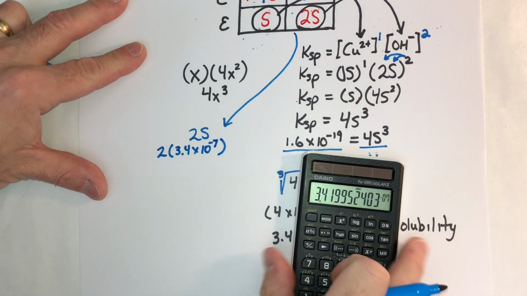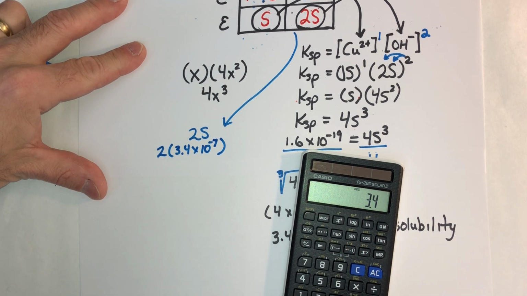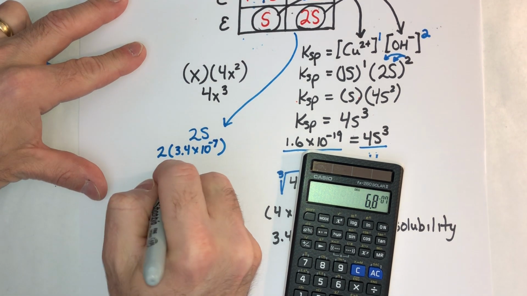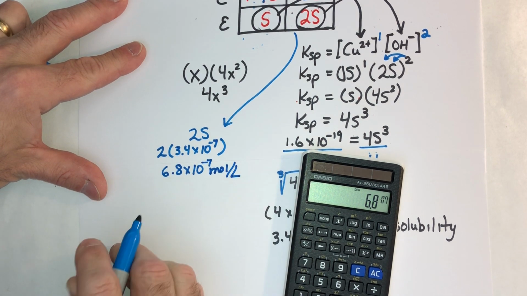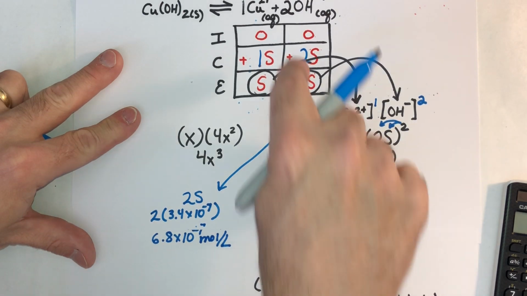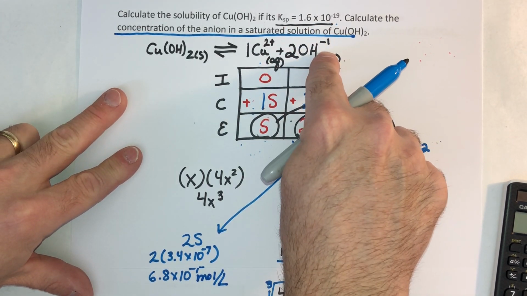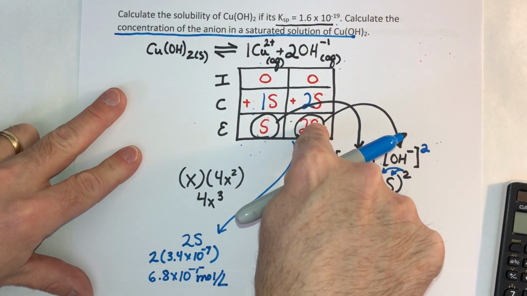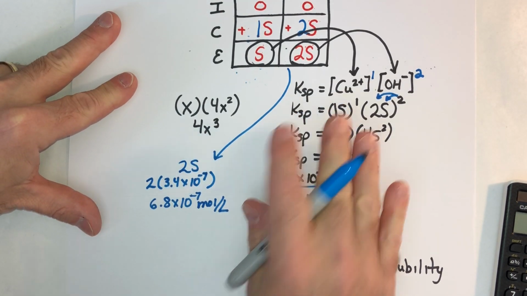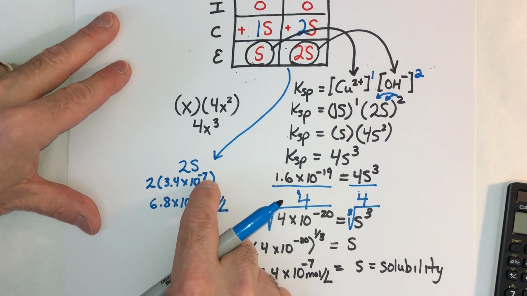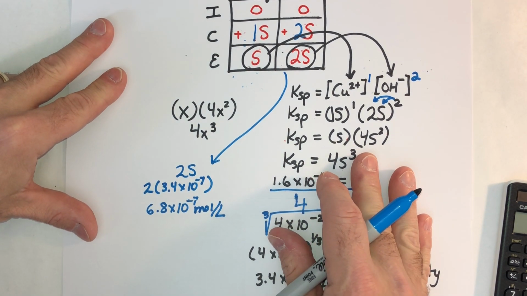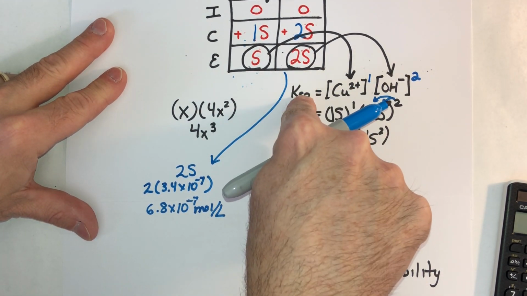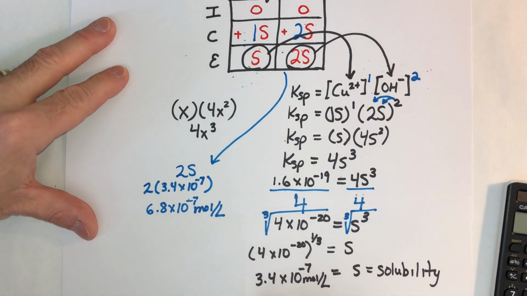And if we haul out our trusty calculator, 3.4 times 10 to the power of minus 7 times 2 gives me 6.8 times 10 to the minus 7 moles per liter. And that's going to be the amount of hydroxide, because for every one of these, you get twice as many hydroxides. So if the solubility is 3.4 times 10 to the minus 7, the amount of hydroxide is going to be twice as much. Okay, now if I had planned the problem out a bit better, I would have left a bit more space under my table, so I could have done this right here under my table.